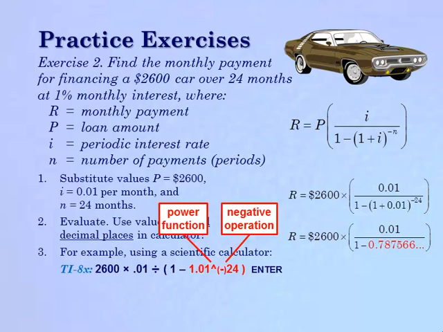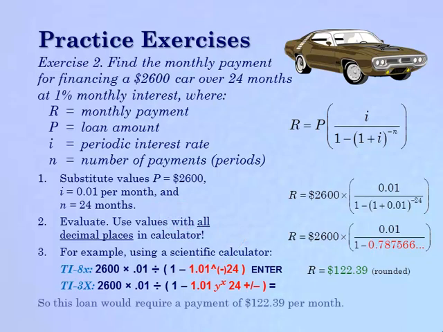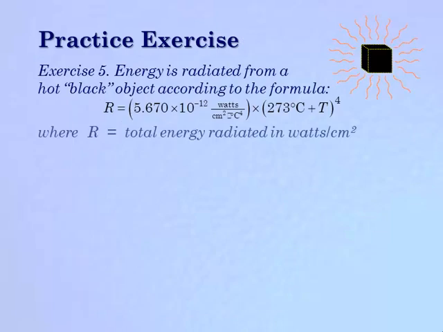So notice we're using the power function and the negative operation function, and close that all with parentheses and press enter. On a TI-30 series, it's a little bit different. We'll use 1.01 in our head and when we add those two numbers, and then we use the y to the x key and tell what we want the x to be, and we want it to be 24, and we change the sign to negative, and we press equal. So in both cases, we should get $122.39 per month.